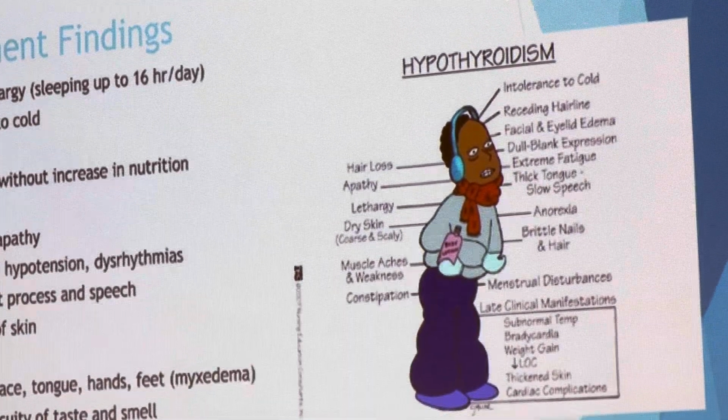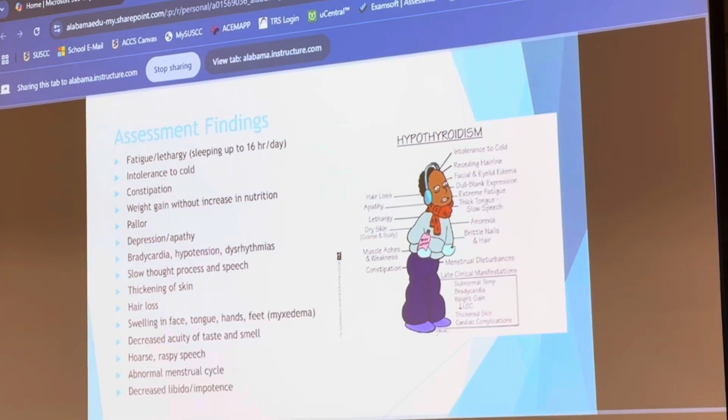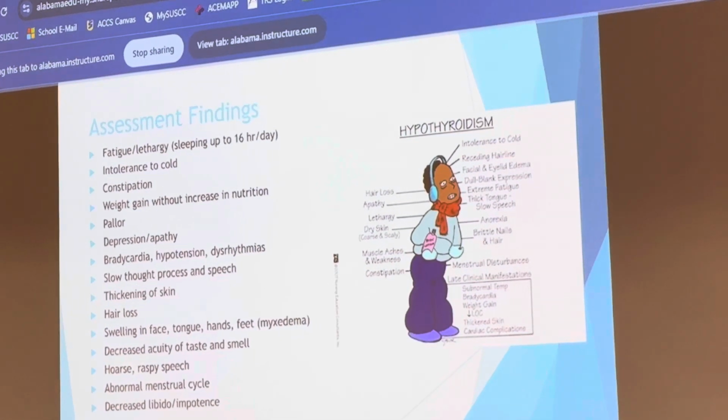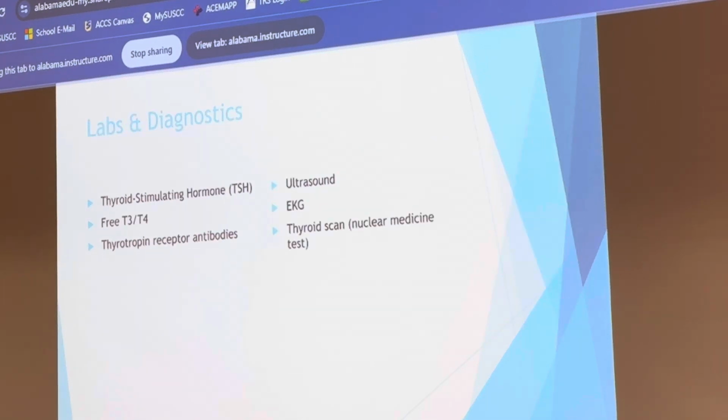So if you have a patient with Hashimoto's, as we'll talk about in a second, we may have to allow for additional response time because it's not that they didn't hear you or not answering, they just have a slower processing speed. And then hoarse, raspy speech, decreased libido, impotence, that side of the coin.